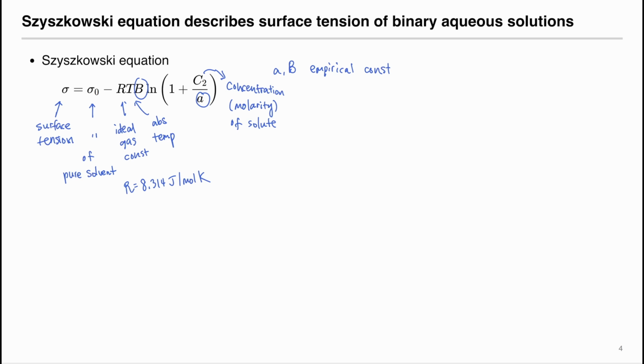The Szyszkowski equation suggests that if we plot the surface tension with respect to the concentration of the solute, it will go like this. At the beginning, in the lower concentration range, there is a big decrease in surface tension or interfacial tension, but in the higher concentration range, the decrease is smaller.